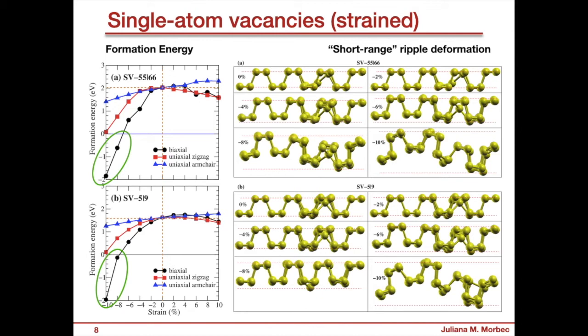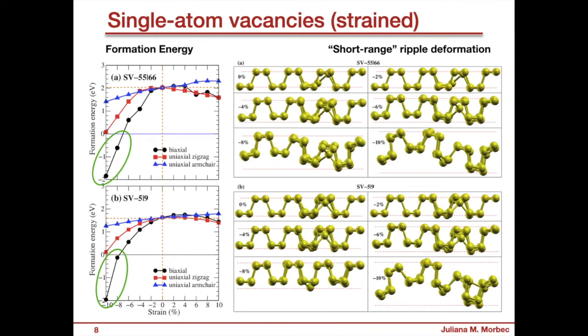strain. When you apply strain in a pristine system, you also have a ripple deformation, but it's a long-range ripple deformation. When you apply strain in the defective system, in the system with a single atom vacancy, you have a short-range ripple deformation. What's happening here is that the vacancy helps to accommodate the ripple deformation and reduces the formation energy when you compare with the pristine system, because the vacancy helps to accommodate the ripple deformation that happens when you apply strain in the system.